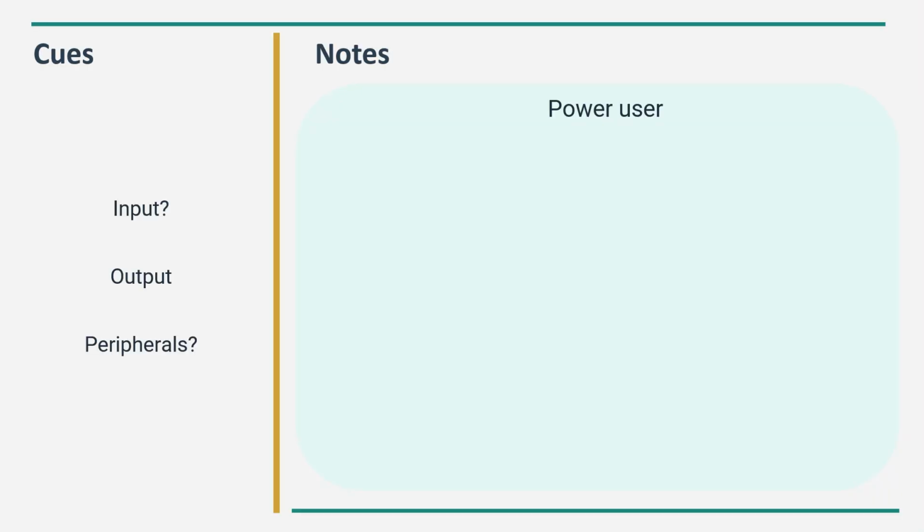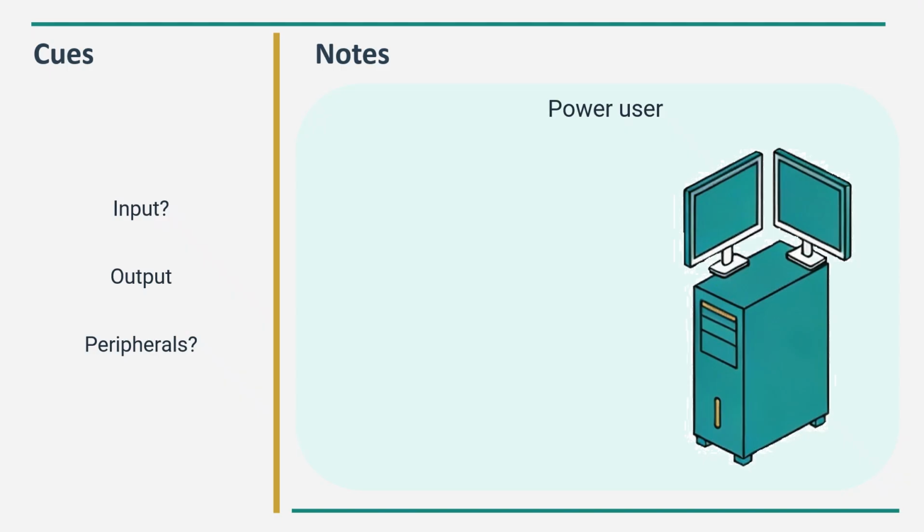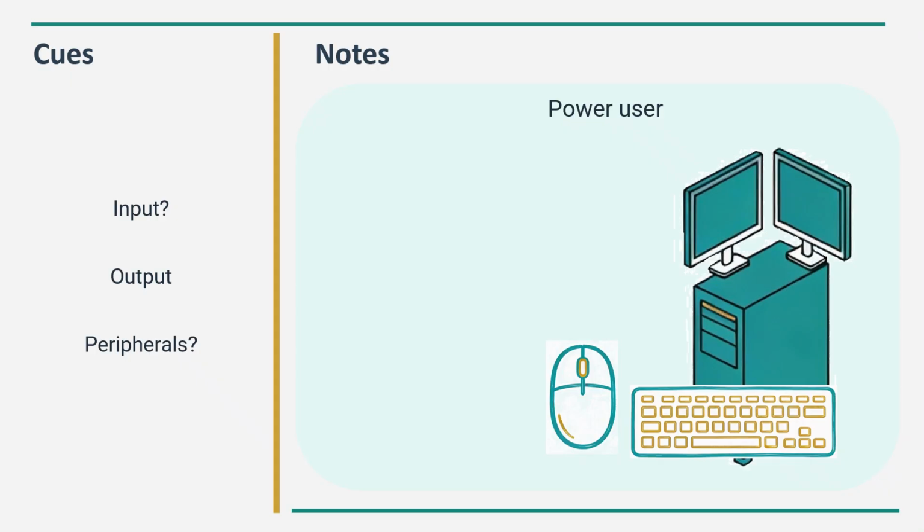For input, power users use a good quality keyboard and mouse, sometimes ergonomic models to reduce strain, and they might add a graphics tablet if they do design work. For output, they almost always have 2 monitors or an ultra-wide screen so they can keep code, documents, emails, and tools open at the same time.